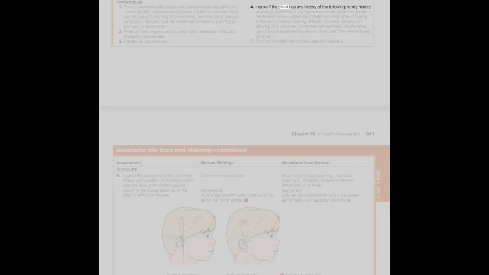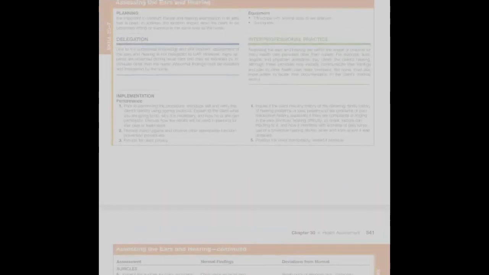4. Inquire if the client has any history of the following: family history of hearing problems or loss, presence of ear problems or pain, medication history, especially if there are complaints of ringing in the ears, tinnitus, hearing difficulty, its onset, factors contributing to it, and how it interferes with activities of daily living, use of a corrective hearing device, when and from whom it was obtained. 5. Position the client comfortably, seated if possible. Assessing the ears and hearing. Skill 30-7.